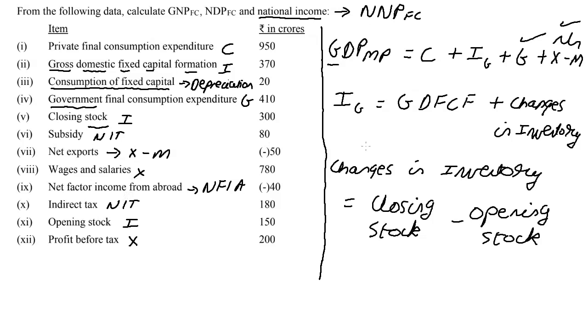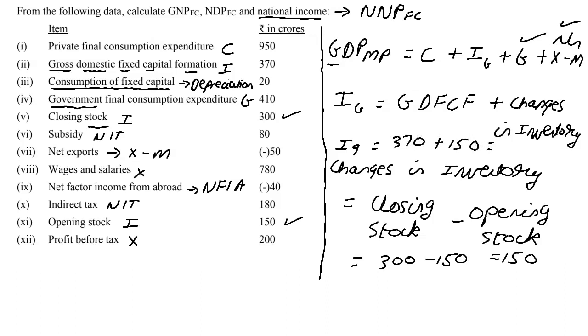Going forward, I need to calculate changes in inventory. Changes in inventory is equal to closing stock, which is 300, minus opening stock, which is 150. So 300 minus 150 gives me 150, and that 150 comes over here as changes in inventory. So my IG is equal to GDFCF, which is 370, plus 150. It's always good to use a calculator. I think this is 520.